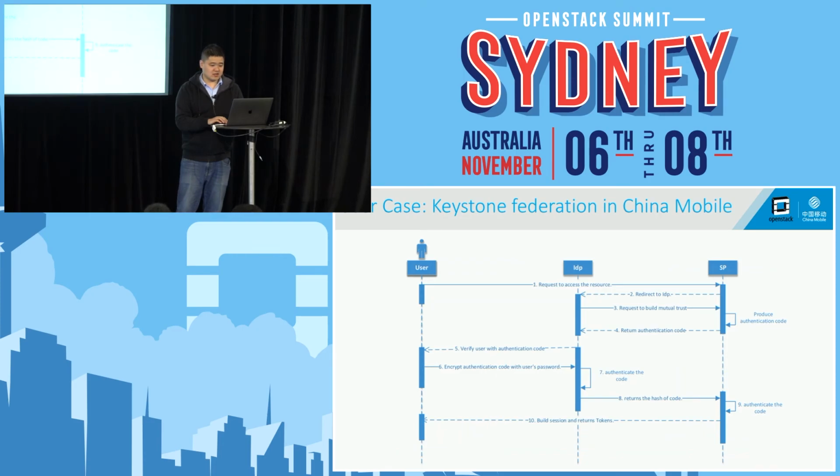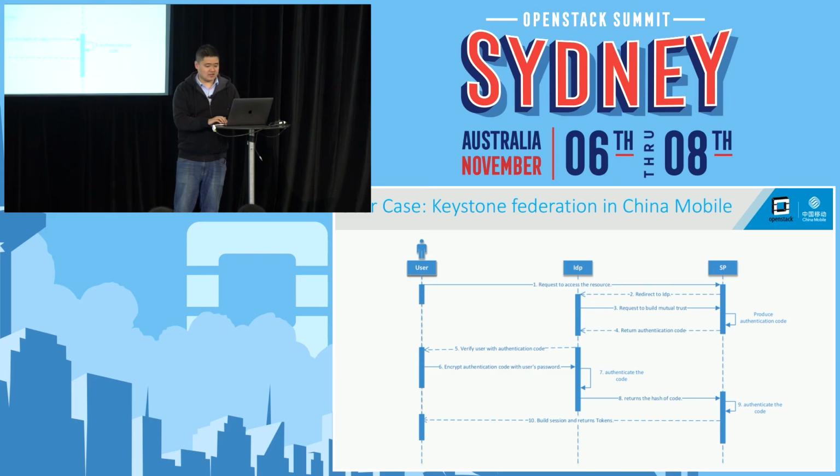On this page, we will share our federated authentication process. First, the user wants to access the service provider, and now Keystone supports Web SSO. Then the service provider redirects it to the identity provider. Here is our own web with the email system in China Mobile. Next, the identity provider requests the service provider to build mutual trust. The server phone here works as a service provider.